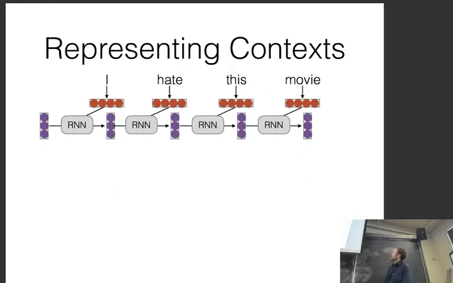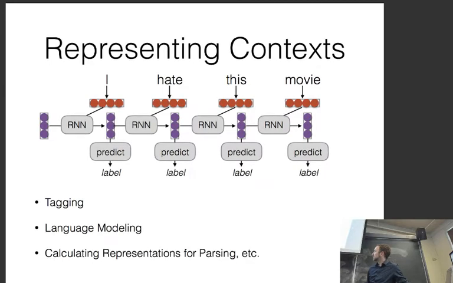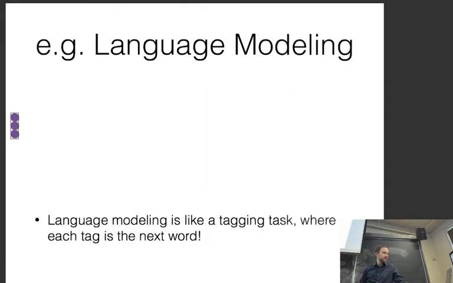Okay. And also representing contexts. So here we take each of these vectors and predict labels. This is for tagging, language modeling, calculating representations for other downstream tasks, et cetera.